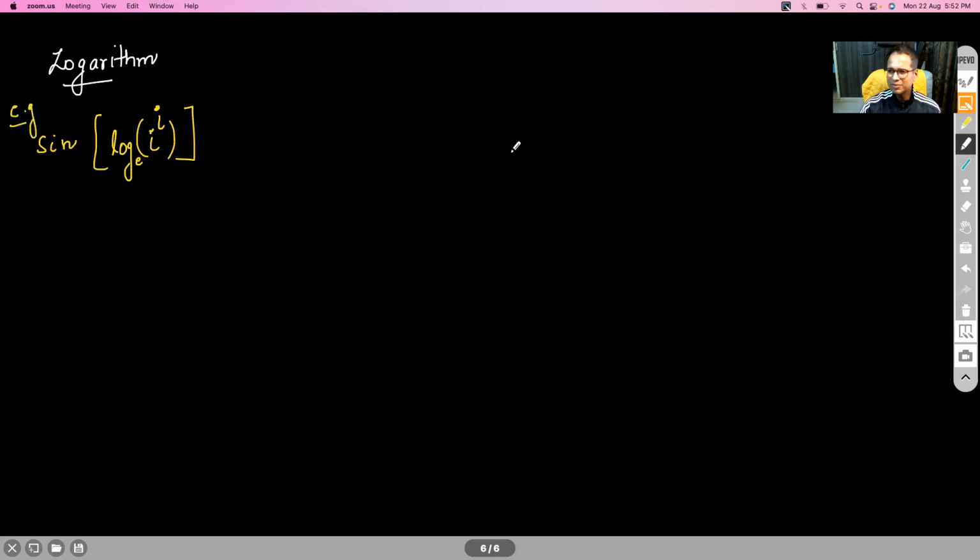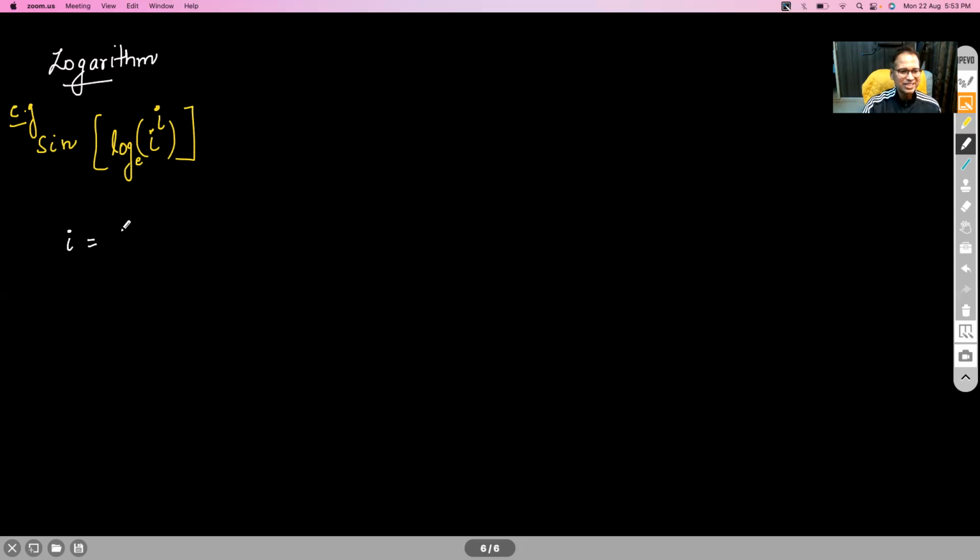Now let me solve it, because that will give you an idea about how to proceed. Whichever complex number you are raising to some power, you write that complex number in the Euler's form. So how do you write the Euler's form for i?